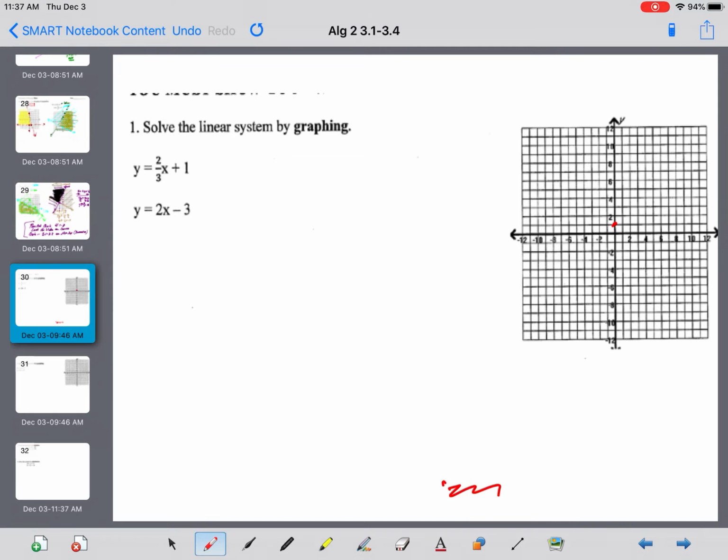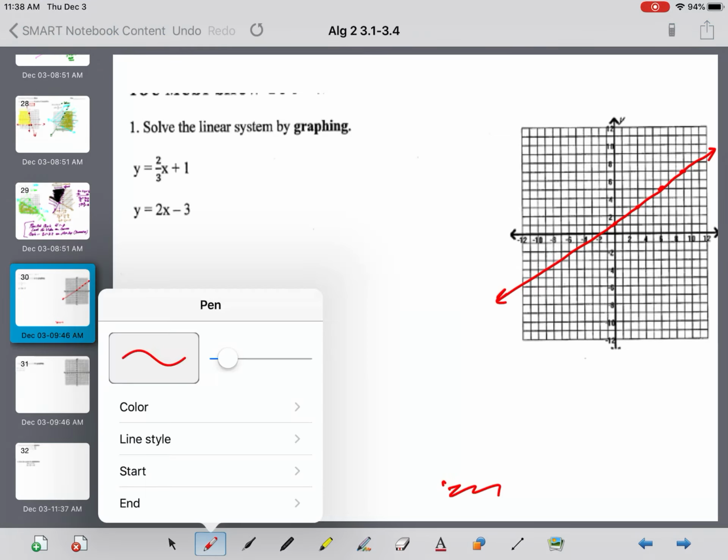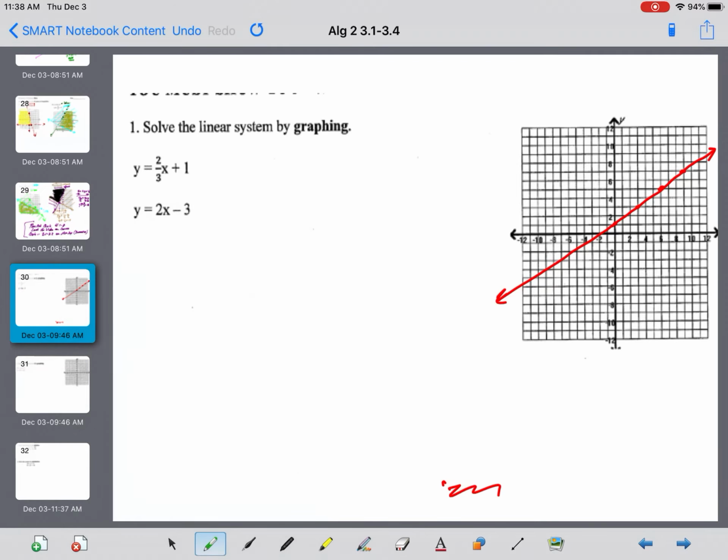Use slope-intercept form, put a dot at 1, and walk the slope of 2/3. Rise 2, run 3. Rise 2, run 3. Rise 2, run 3. All right, there is a graph of this line. Do it accurately, okay? And then we're going to graph the second line and figure out where they cross. That's how you solve a system by graphing.